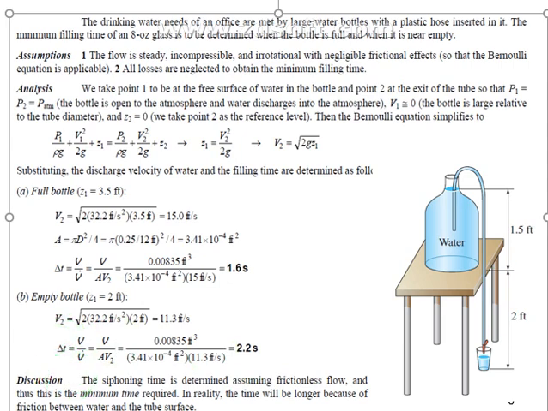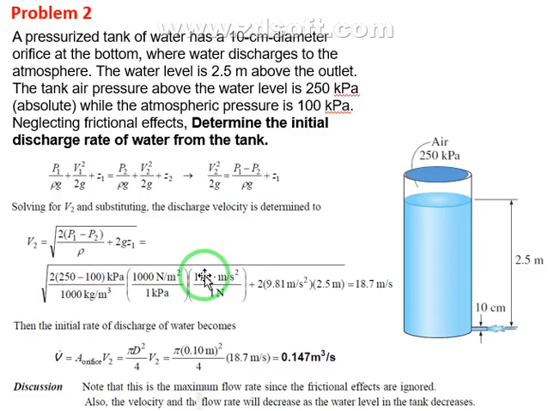Right. The second example also is on the Bernoulli equation, but now we have something called a pressurized tank. So this is a pressurized tank. Doesn't mean that we must use the energy equation, because this is just like a pressure. We don't have a pump, you see. So we have a pressure here, because why we get pressure?